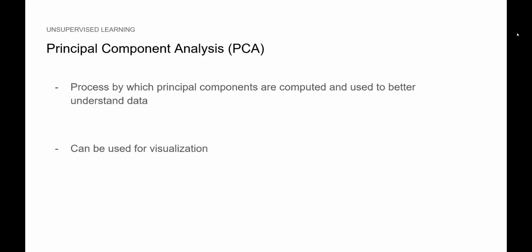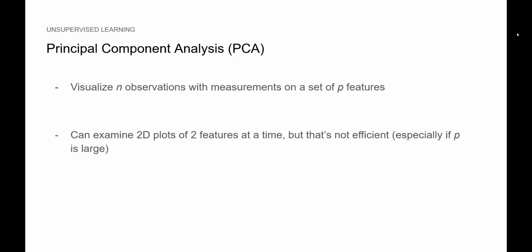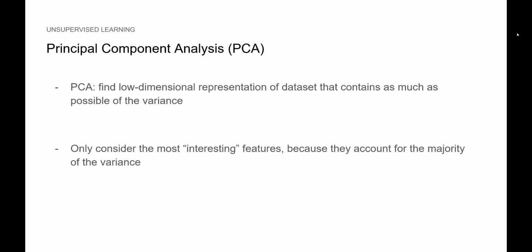In this tutorial, we will mainly focus on two techniques: principal component analysis, or PCA, and clustering algorithms. Let's cover PCA first. PCA is a process by which principal components are computed and used to better understand data. They can also be used for visualizations. Now, what is a principal component? Well, suppose you want to visualize n observations on a set of p features. You could do a 2D plot of each two features at a time, but that's not efficient and unrealistic if p is very large.